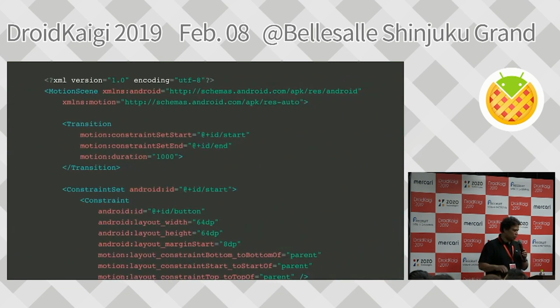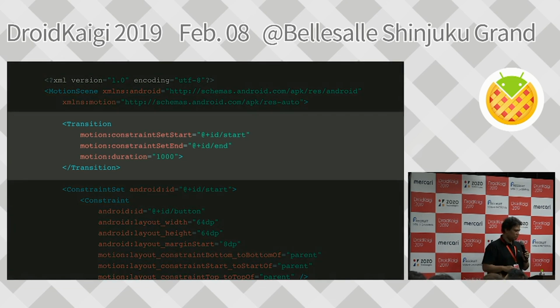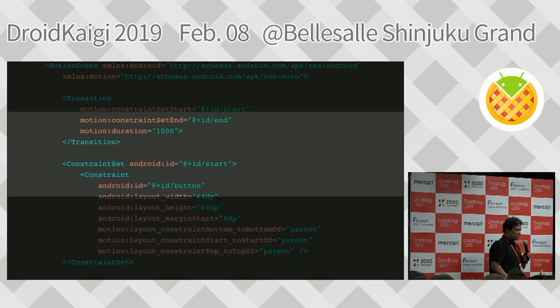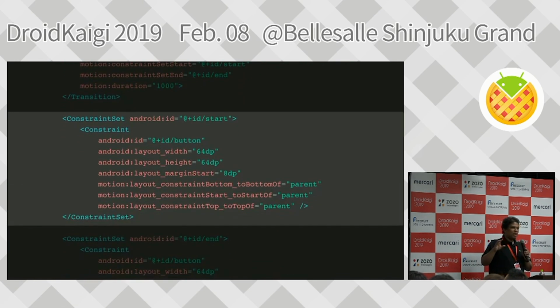It's called a motion scene. The motion scene file will have all the parts that actually drive and define the animation and the motion between states. So the first thing you will notice is there's a transition. And this says how to take me from one state to another. These are two states I'm interested in. Then you will have to define the two states. You define them using constraint sets.